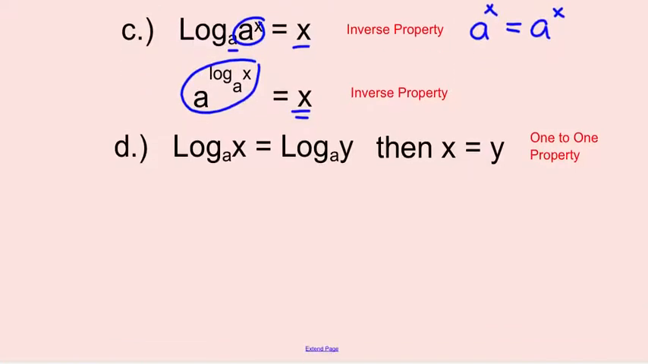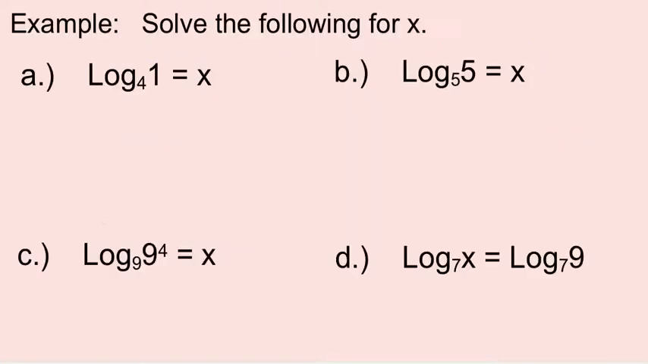And then our last one, which we call the one-to-one property: if you have a logarithm of base a and that same logarithm of base a, then these 2 pieces equal each other. This is what we call the one-to-one property. So now let's go to the next slide and use some of those properties.